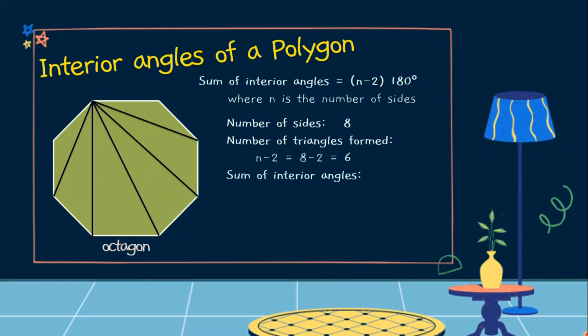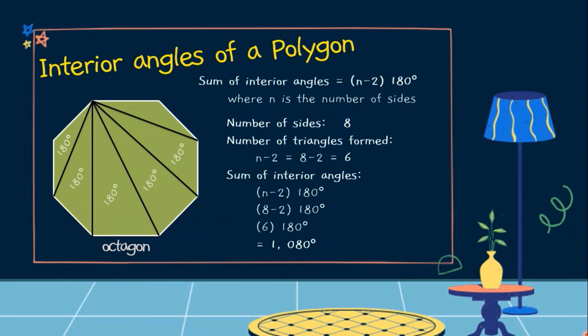Kukunin naman natin ngayon yung sum of interior angles ng octagon following the formula, n minus 2 multiplied to 180 degrees. Substitute natin yung n ng kanyang side, which is 8. 8 minus 2 multiply to 180 degrees. 8 minus 2 is equal to 6, multiply to 180 degrees. Ang ating sagot ay 1080 degrees. Therefore, itong ating octagon, ang kanyang sum of interior angles, yung kabuuan ng kanyang mga interior angles ay 1080 degrees.